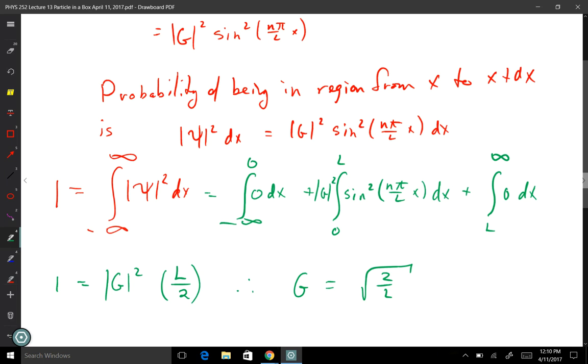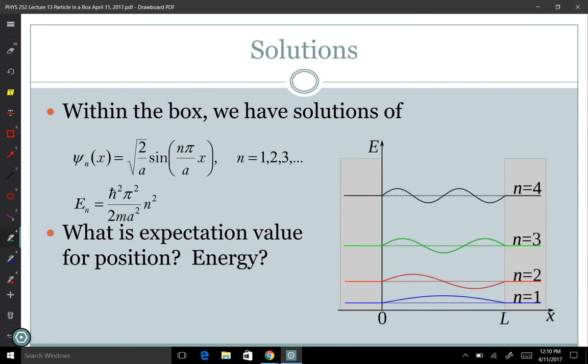Actually, I think there's a pi in there as well. Let's go to the next page and see what it is. Nope, I was right. I wrote a here. A is equal to L. So I have A's there instead of L's. But my memory was right on that integral.